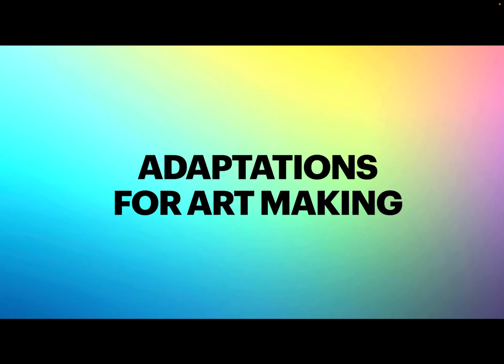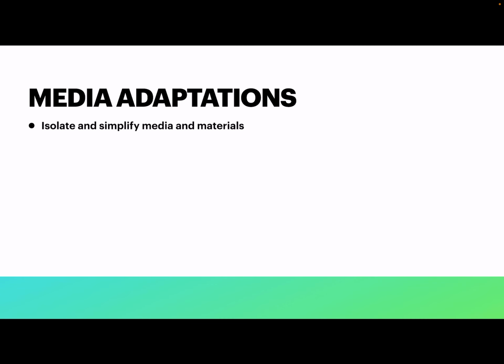Adaptations for creating and art making. Adapting media includes isolating and simplifying media and materials. Limit items to only those used for each step to avoid confusion. For example, have only scissors on the table for cutting and then replace them with the paint for the painting step. Give choice, but allow a smaller selection. Instead of a palette of 16 paints, provide just a selection of 3 paints.